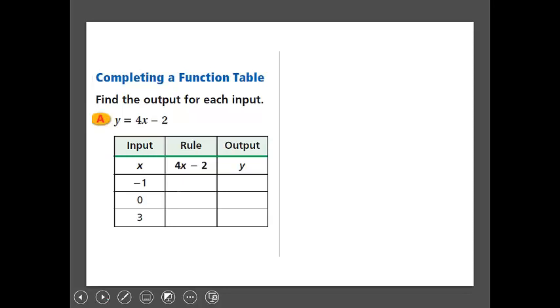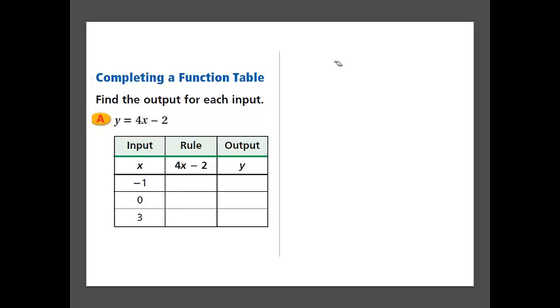Function tables are straightforward. It is a table in which we have an input value, we have the rule, and we have an output value. I'm going to give you the rule as well as the input values, and you need to then calculate what the output value will be. Completing a function table. Find the output for each input.